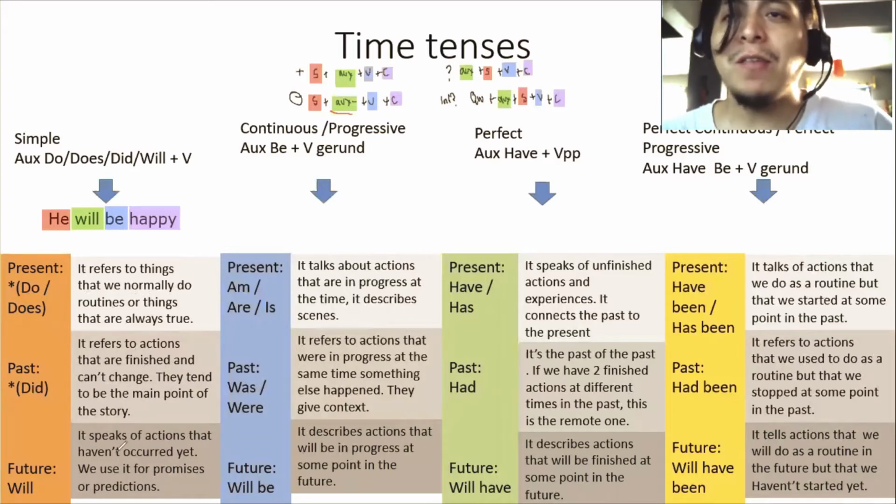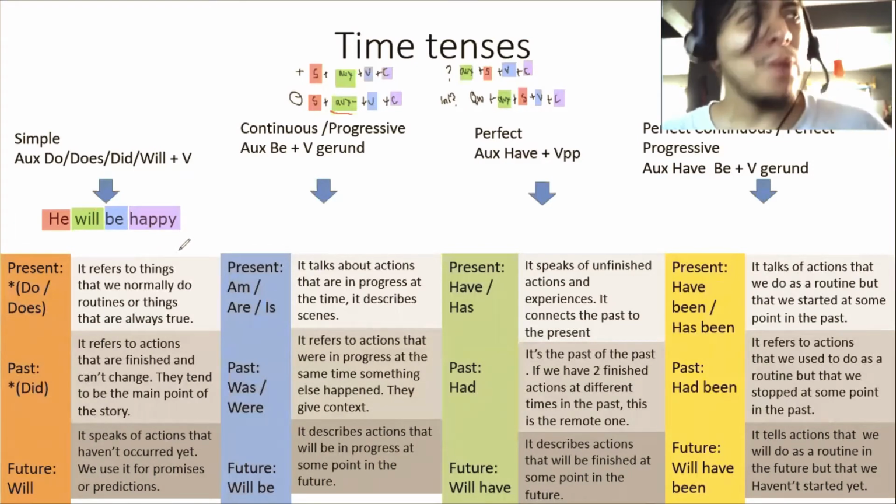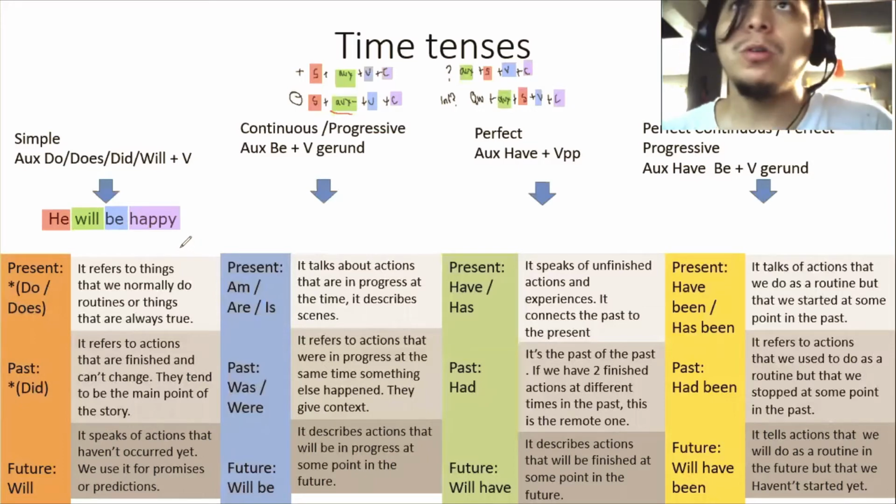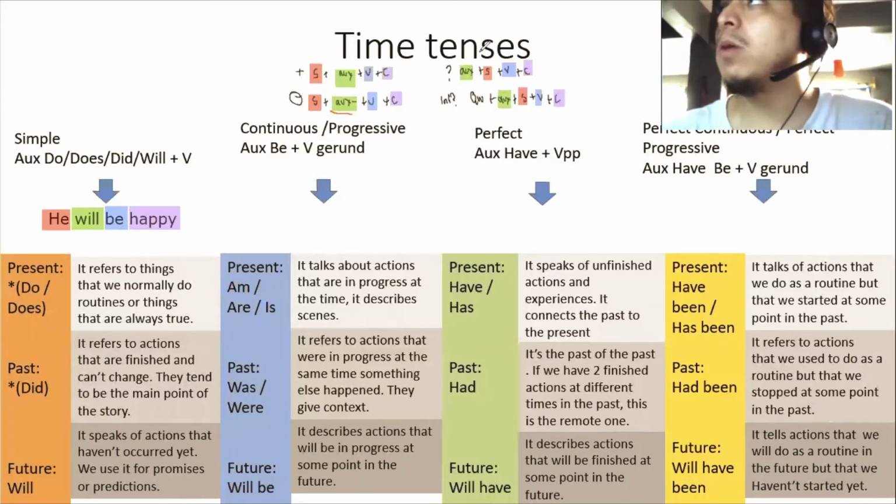The future speaks of actions that haven't occurred yet. We use it for promises or predictions. He will be happy is my prediction or my promise, something that hasn't happened yet, but I foresee for the future. That's pretty much the way it works.